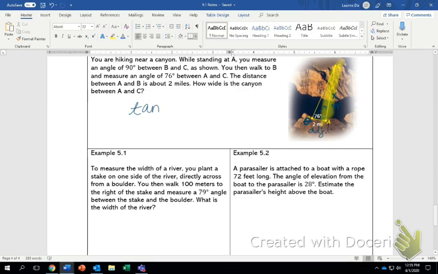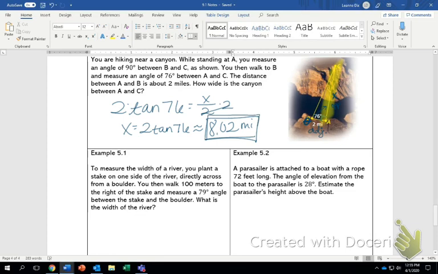So now I can set up my formula pretty easily. I'm going to say it's tangent of the angle, which is 76, equals the opposite, x, over adjacent, which is 2. And now it's just solving for x. So x is going to equal 2 tan 76, which is approximately 8.02 miles. It's the same thing as we did before, just applying it to a real life example, which is very useful. I typically round to 2 decimal places, and just make sure you have your units when you come to problems like this.